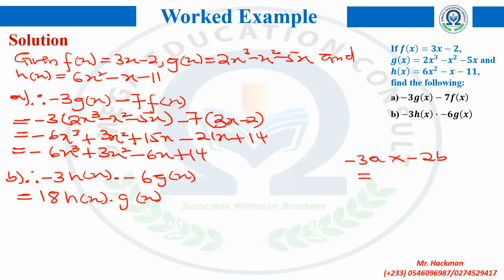Yes. Okay, very good. So now you can come and do your direct substitution. Or if you like, you could have substituted before multiplying the numerical coefficient. Then you deal with it. So this will give you 18. Then into h of x. And what is h of x? That is 6x squared minus x minus 11, times g of x. And what is your g of x? 2x cubed minus x squared minus 5x. Then you close it.